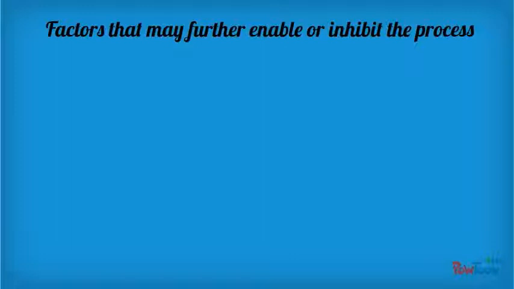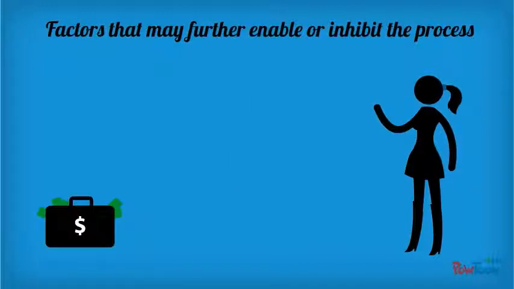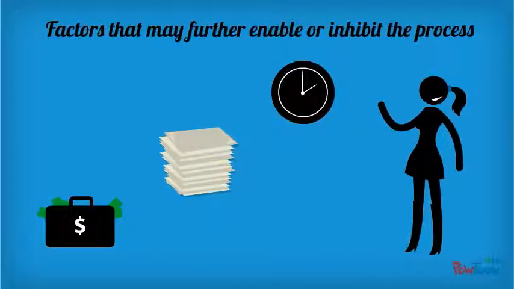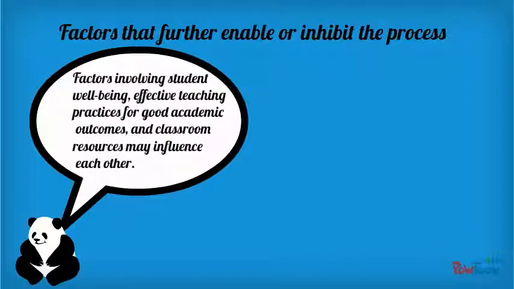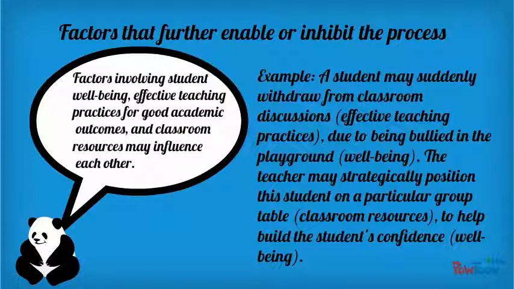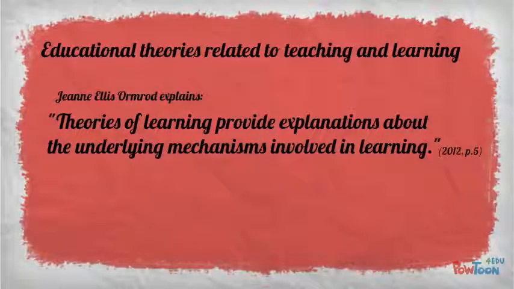Factors that may further enable or inhibit the three pedagogical aspects include class sizes, school budgets, school policies, space, time, and professional development for teachers. We can also identify that each of the pedagogical aspects can influence the others. For example, a student may suddenly withdraw from classroom discussions due to getting bullied in the playground. The teacher may strategically position the student on a particular classroom table in an attempt to help the student increase their confidence.